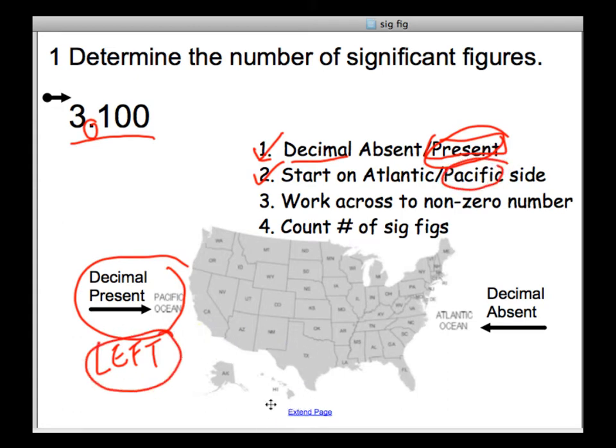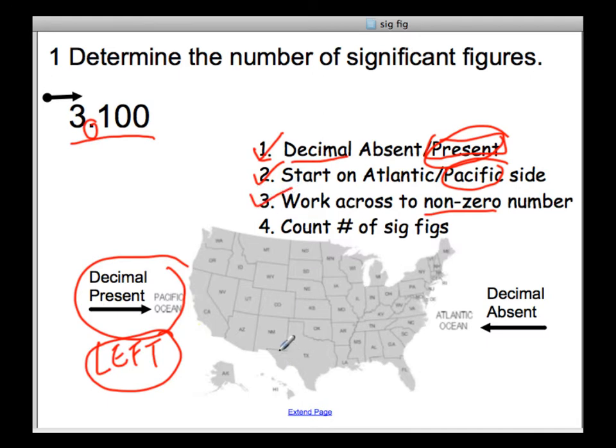So now it says I'm going to work across the number to a non-zero number. Okay, well, non-zero sounds kind of goofy, but what it means is any number that is not zero. So what I want to do is take my little arrow here and start on this left side and work my way across till I hit a number that's not zero. So here I go. I'm starting on the left side and I hit the first number that's there. It's a 3. Well, 3 is not 0, so that's considered to be a non-zero number. Good. We've hit the first non-zero number. We're done with rule number 3.